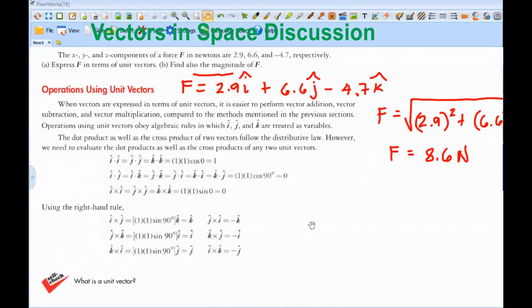Now, operations using unit vectors. When vectors are expressed in terms of unit vectors, it is easier to perform vector addition, vector subtraction, and vector multiplication compared to the methods mentioned in the previous sections. Operations using unit vectors obey algebraic rules, in which i, j, k are treated as variables. The dot product as well as the cross product of two vectors follow the distributive law. However, we need to evaluate the dot products as well as the cross products of any two unit vectors.